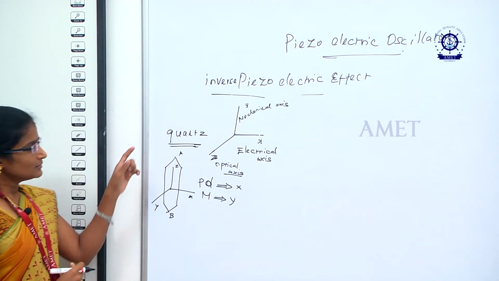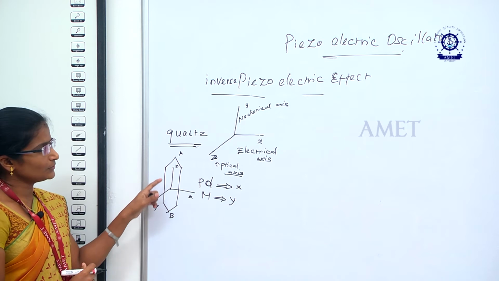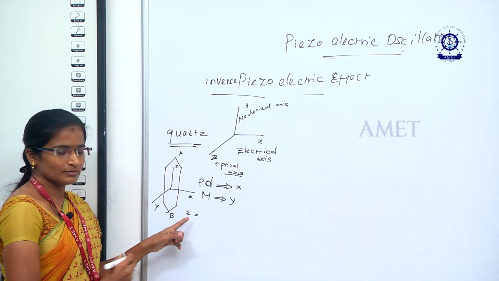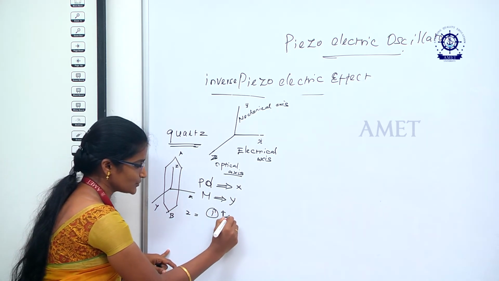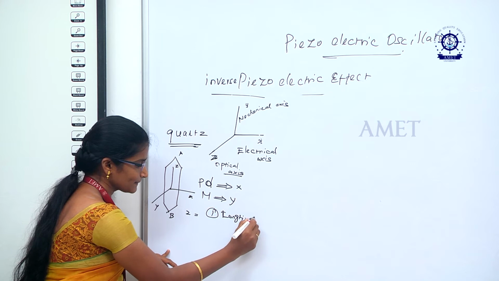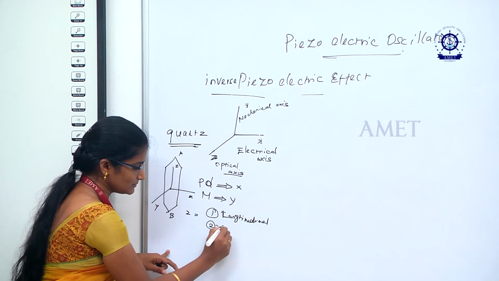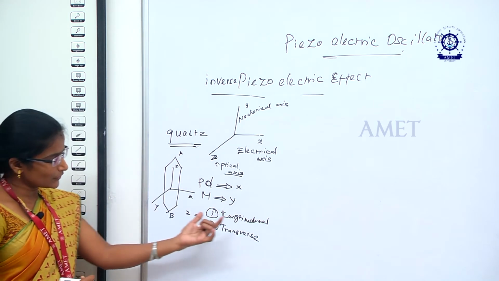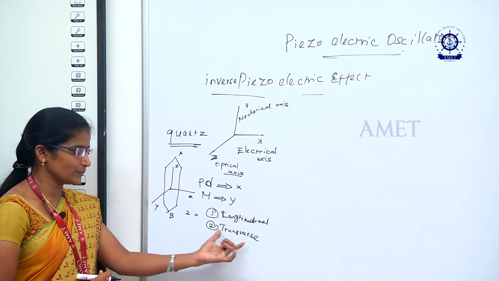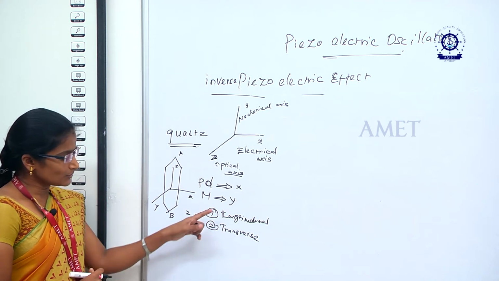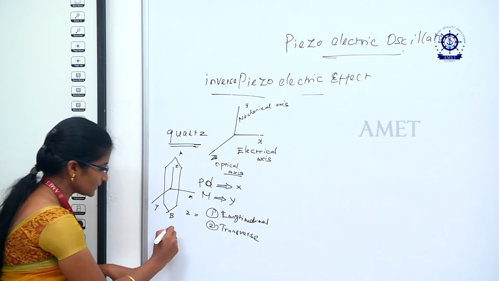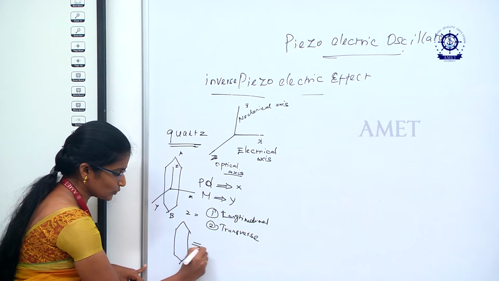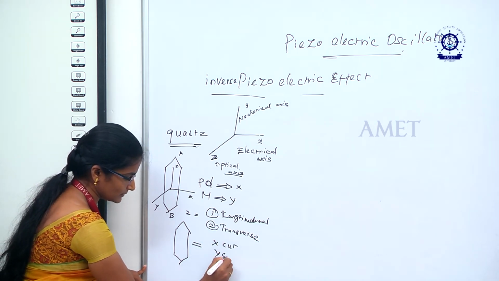In this quartz crystal we can produce two modes of ultrasonic waves. One is the longitudinal wave, and the other is the transverse wave. How can we produce longitudinal ultrasonic waves and how can we produce transverse ultrasonic waves? These two modes depend on the cutting of the quartz crystal. There are two cases of cutting, X cut and Y cut.